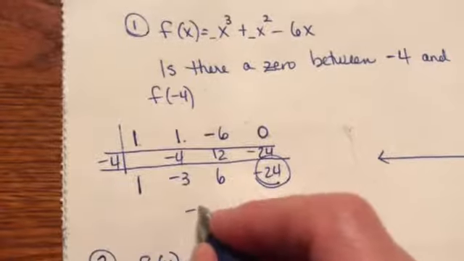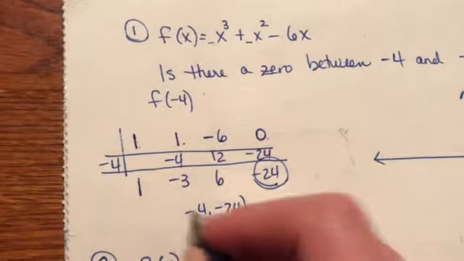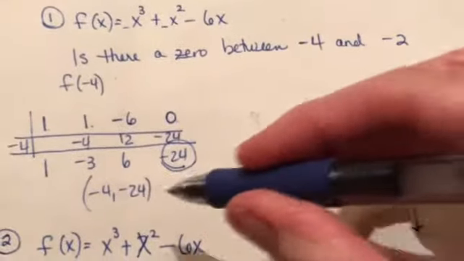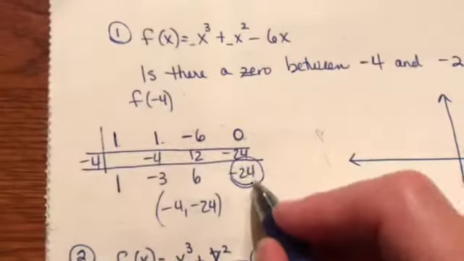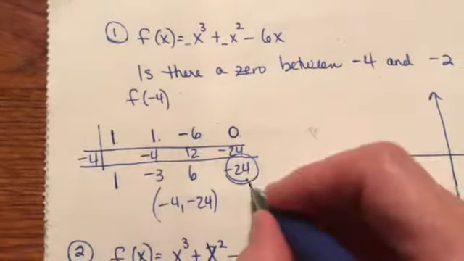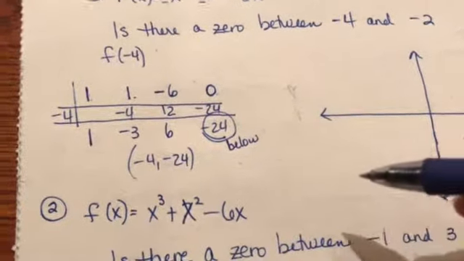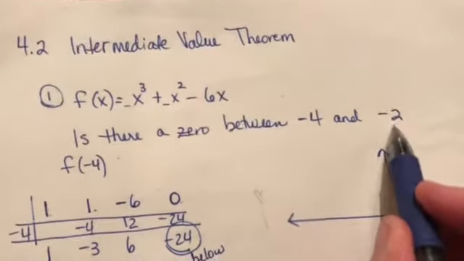What this is, it's also a point on the graph. So if you wanted to graph this, that is a point, which is really cool. Okay, so also realize that this value is below the x-axis, because it's negative. It's somewhere down here.